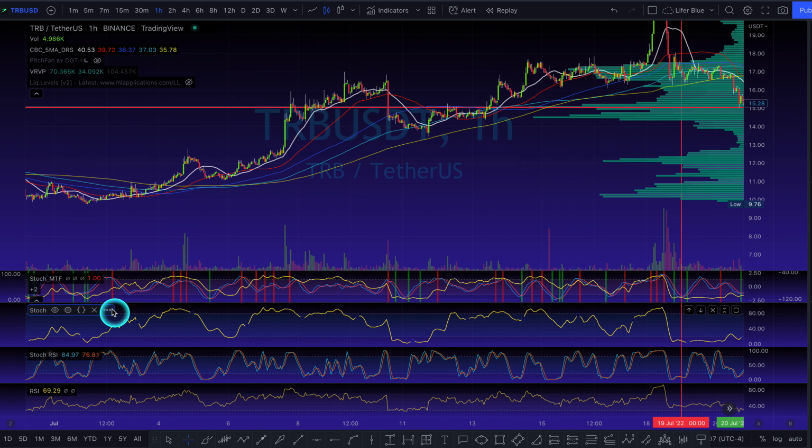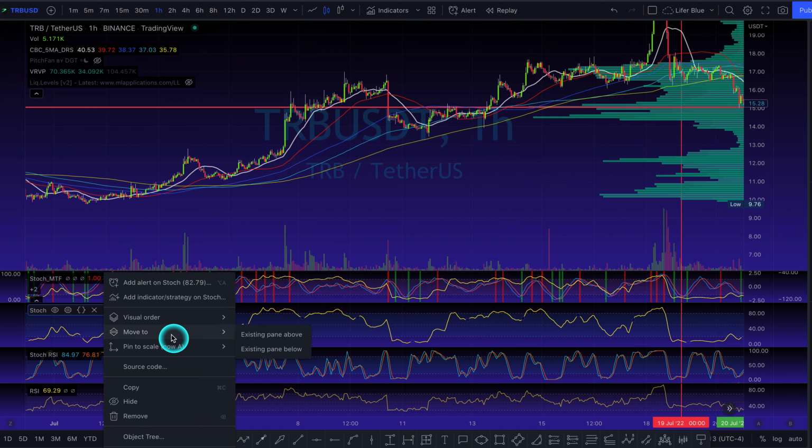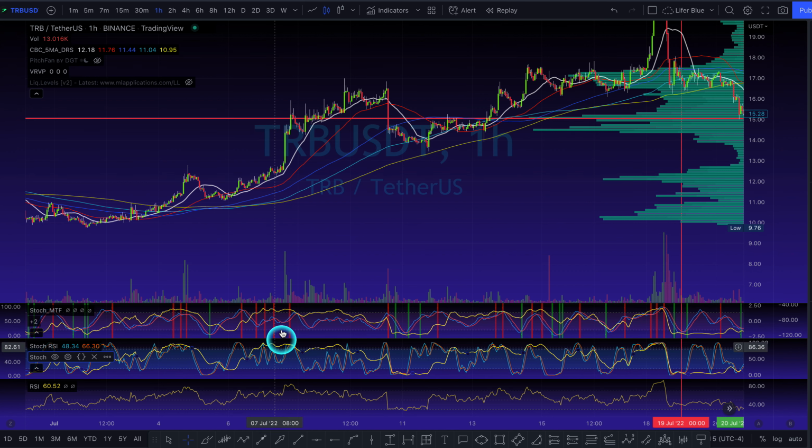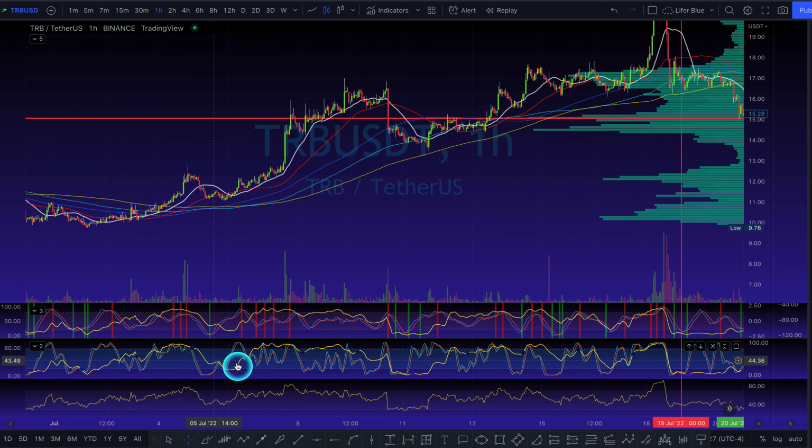Now, since my stochastic RSI is right down here, we're going to click these 3 little dots and move to existing pane below. Now we have a very similar chart. You can just do this yourself by doing exactly what I did: adding that stochastic, adjusting the settings, and putting it to the stochastic RSI. It looks very similar to the chart that I have going on up here.